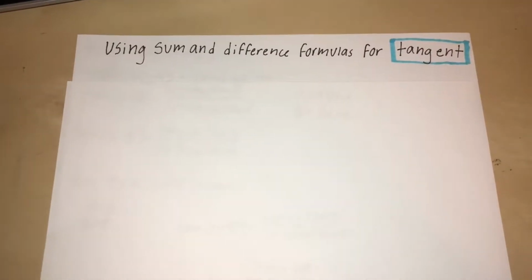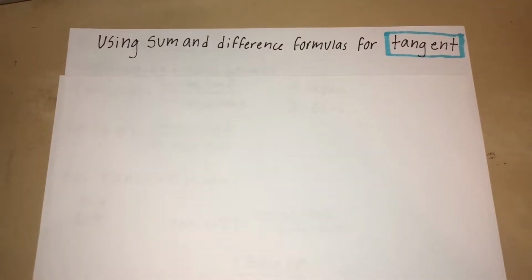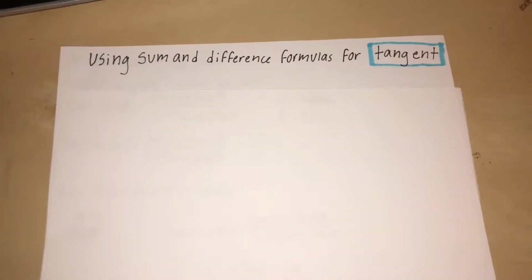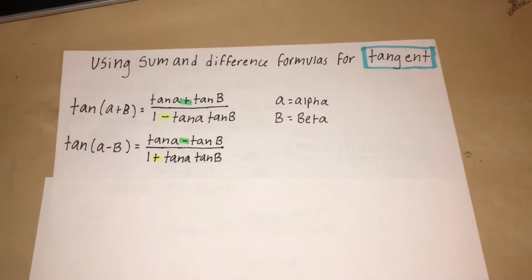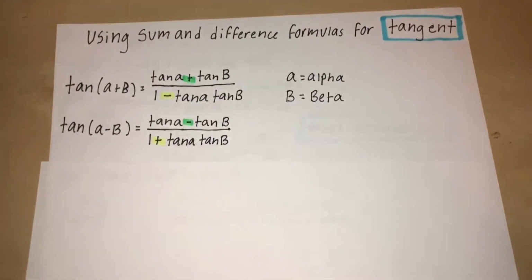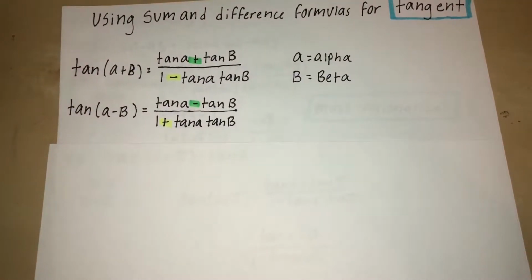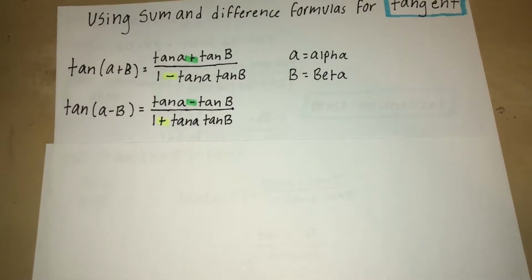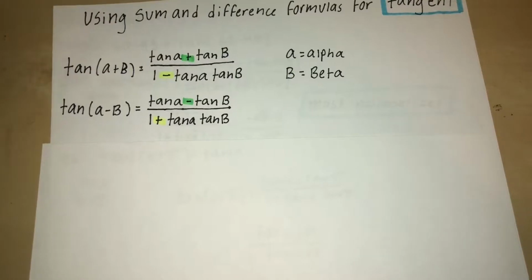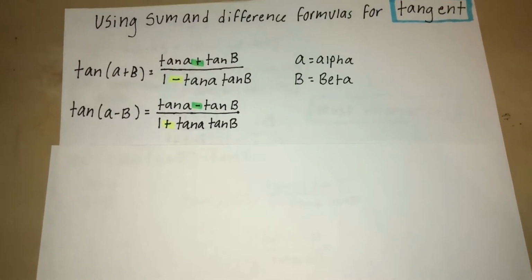Hey guys, so today I'll be talking about how you can use the sum and difference formula for a tangent. To start off, we have the two formulas. It can be expressed as the tangent of the sum of two angles equals the tangent of the first angle plus the tangent of the second angle divided by 1 minus their product.